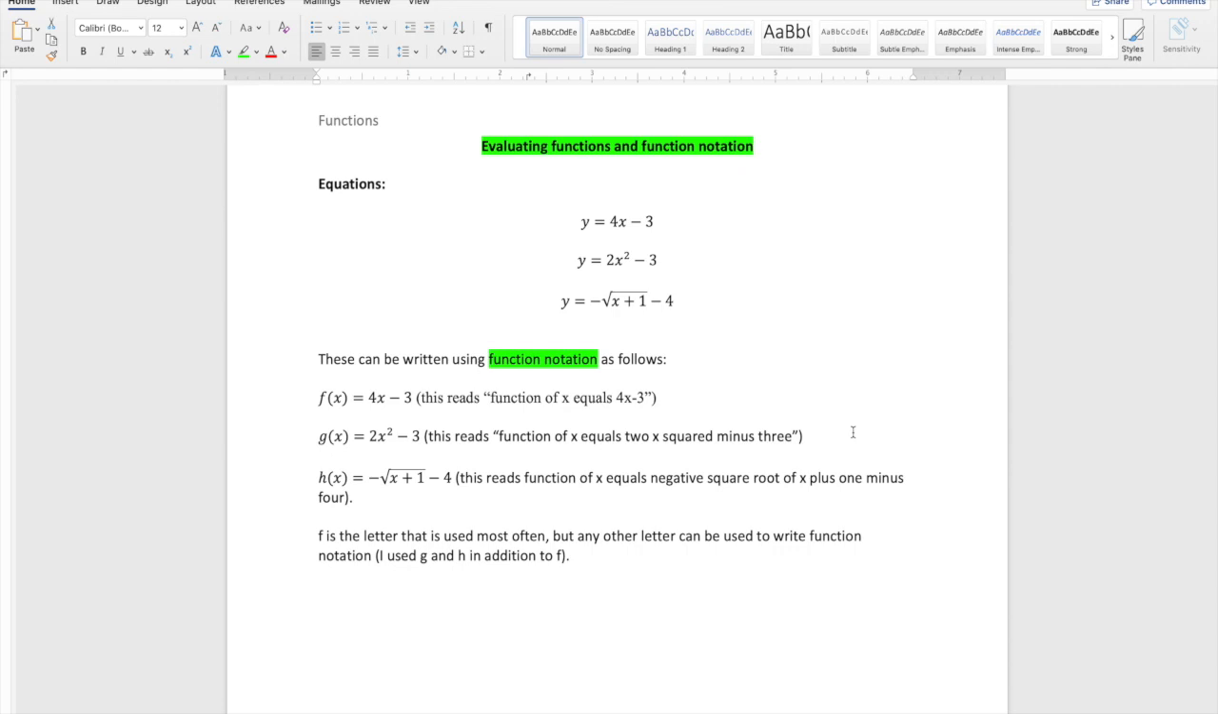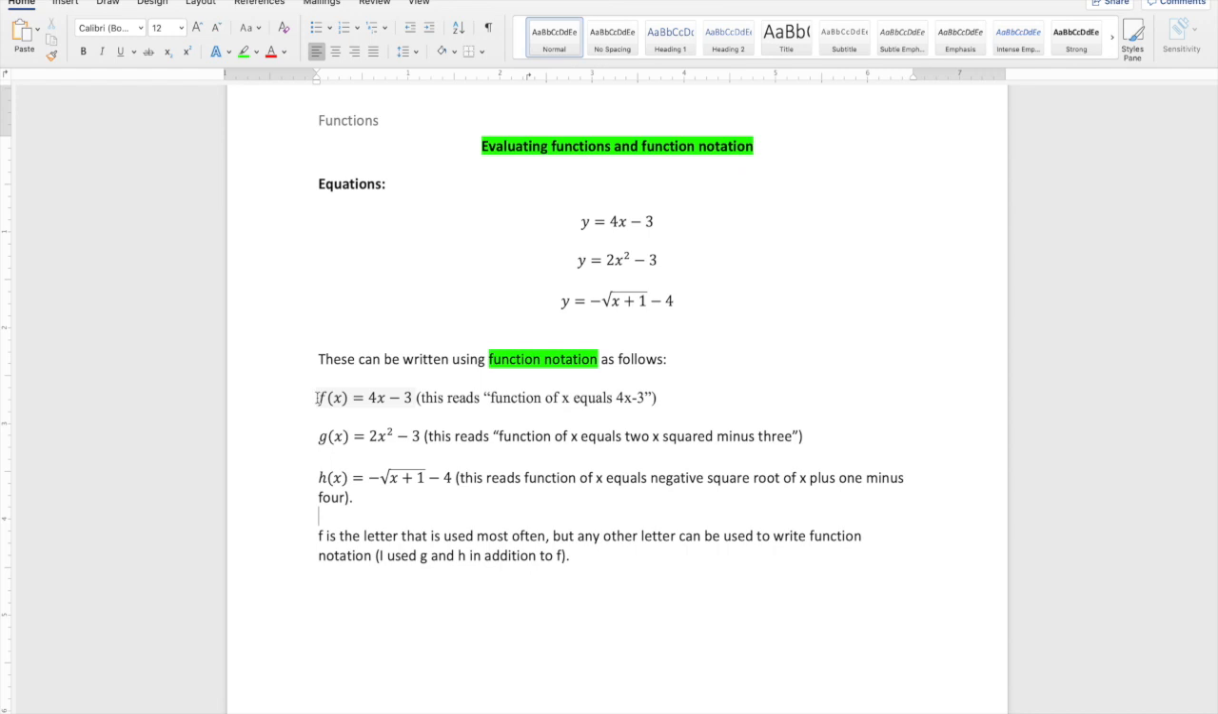So sometimes the functions are given to you as equations. And I have 3 examples of equations right here. All of these equations can be written in what's called function notation. In function notation, each y is replaced with either f of x, g of x, h of x, or any other letter of x. It can be q of x, p of x, d of x, any letter that you like to use. F, however, is used most often because function starts with f.